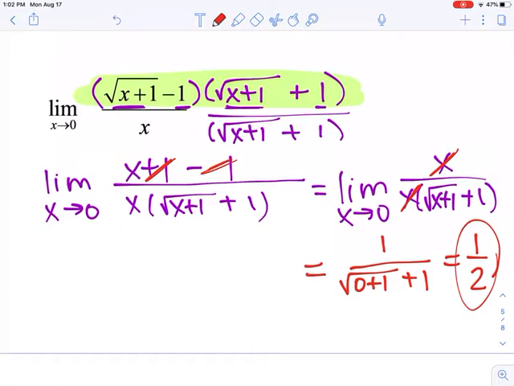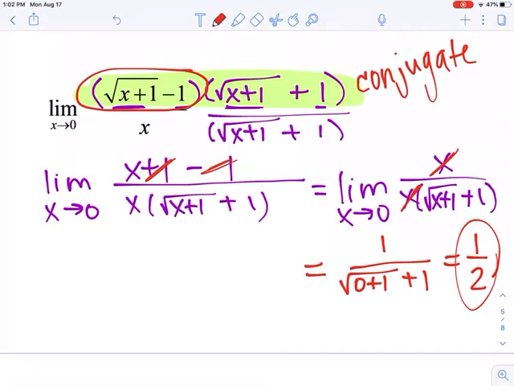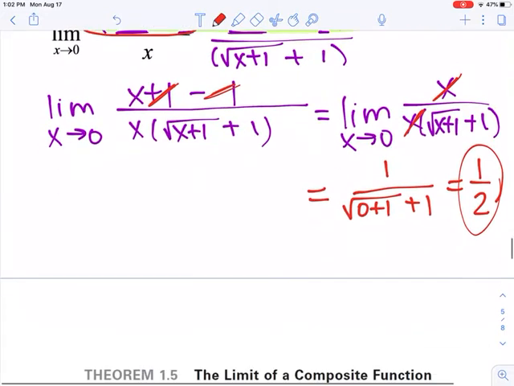So in this strategy, we had a radical that involved addition or subtraction, and so we multiplied by its conjugate in order to help us get something to cancel, and then we could use direct substitution. You will have problems like that in your homework tonight.